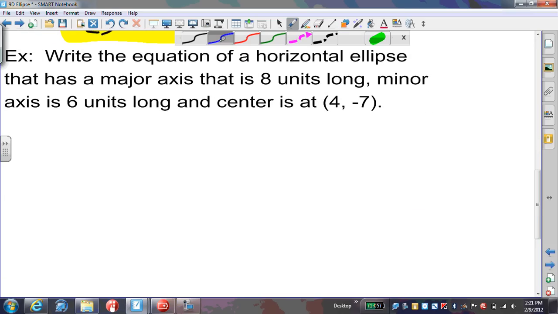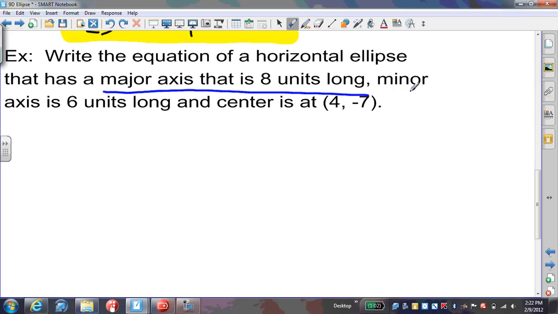Let's go ahead and take a look at how else we can approach these problems. Here we have a couple of pieces of information, and we want to sketch a picture and then write an equation. Write the equation of a horizontal ellipse that has a major axis that is 8 units long, so that's one bit of information, and a minor axis of 6 units long. The center is at 4, negative 7.